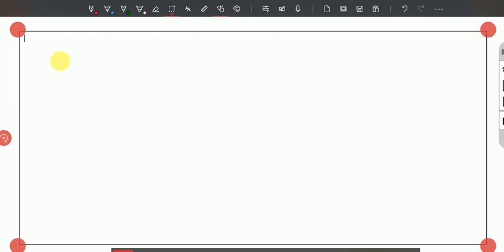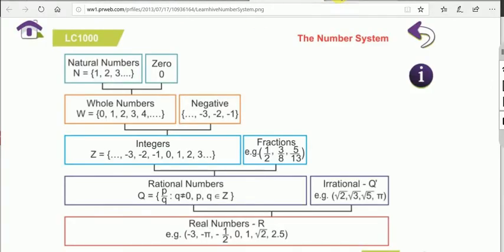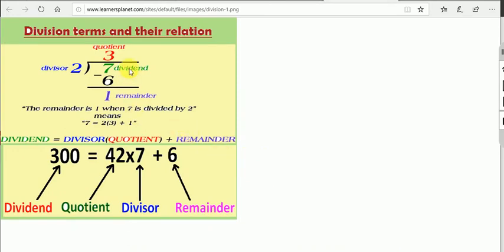Let's say we have a number. Given positive integers a and b, there exist unique integers q and r satisfying a equals bq plus r. Now, getting back to this, you must have studied the remainder theorem, or basically the division method, how we divide. Let's see over here. Division terms and the relation.